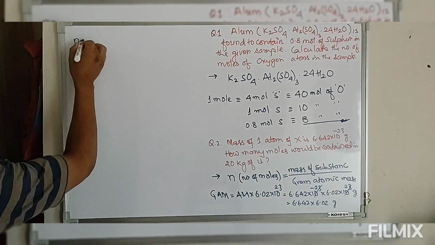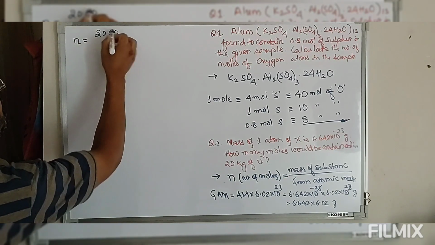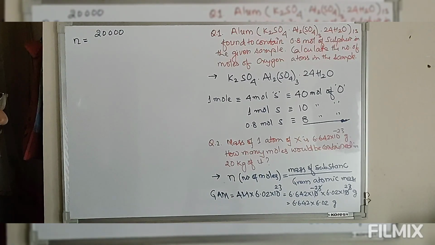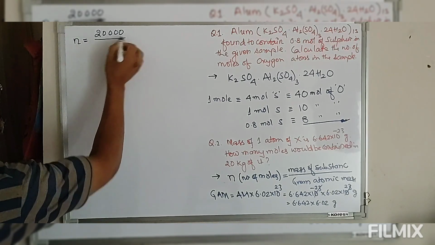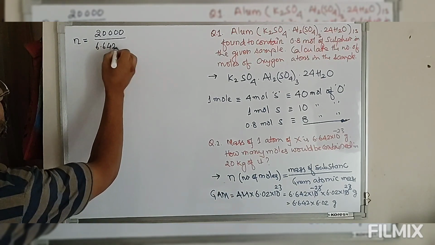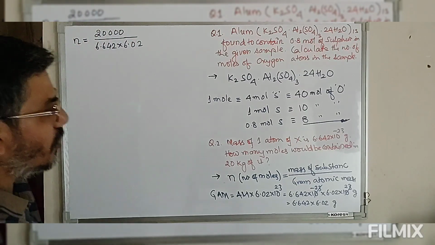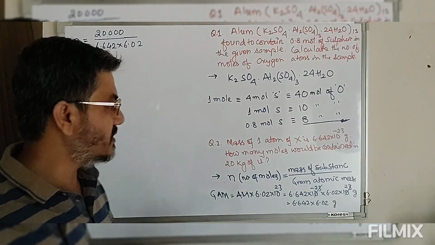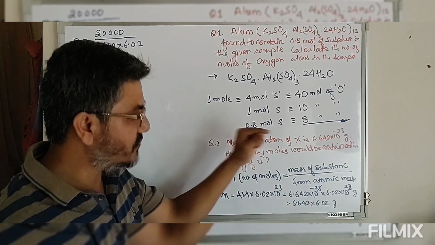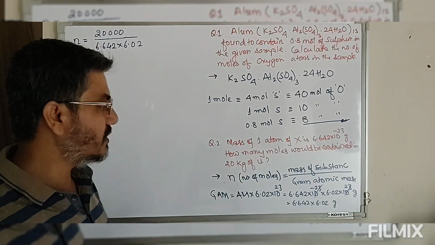So therefore, the number of moles present in 20 kilogram is the mass of the given substance, 20 kilogram, divided by the gram atomic mass. So this is 6.642 into 6.02. This is the number of moles of X that will be present in 20 kilogram of the sample whose mass of a single atom is 6.642 into 10 to the power minus 23 kilogram.